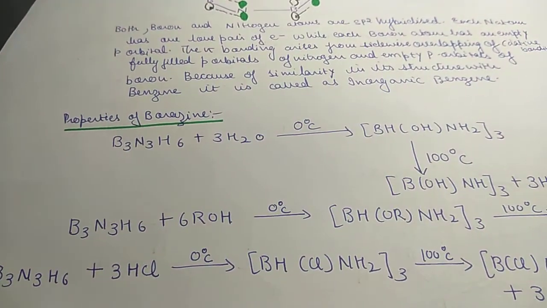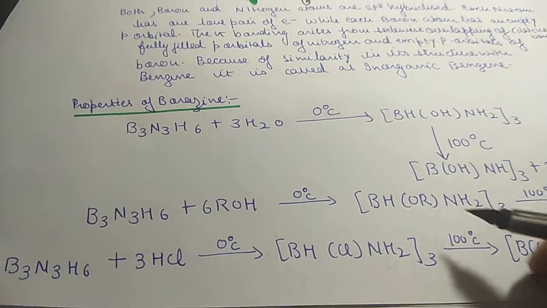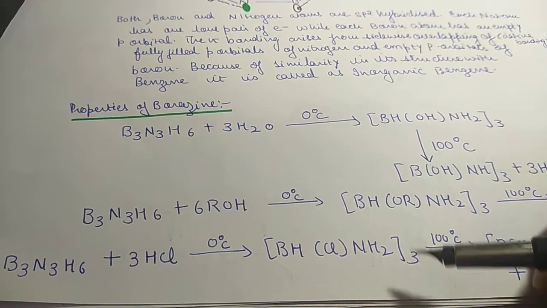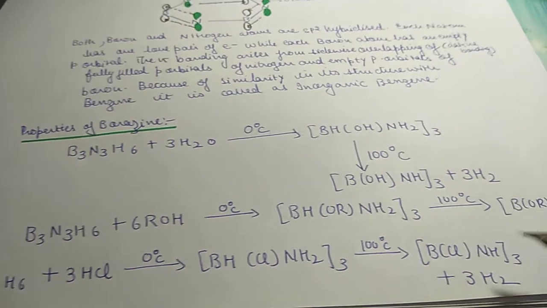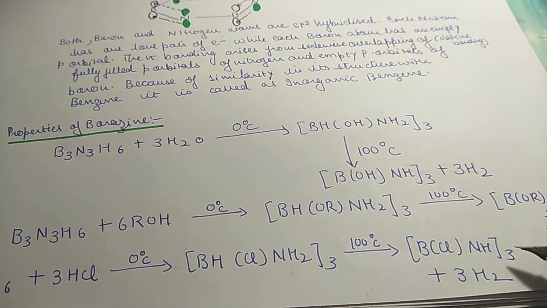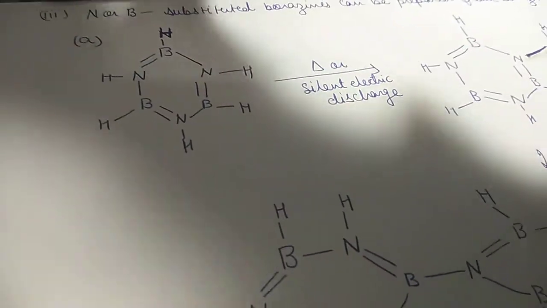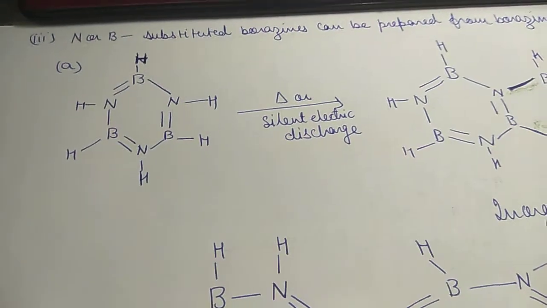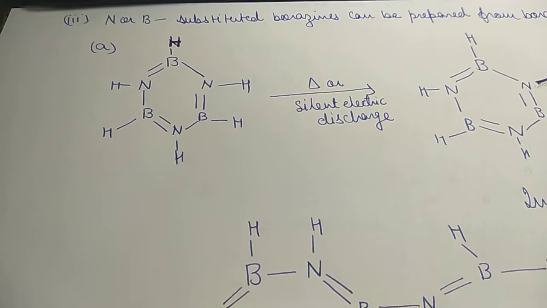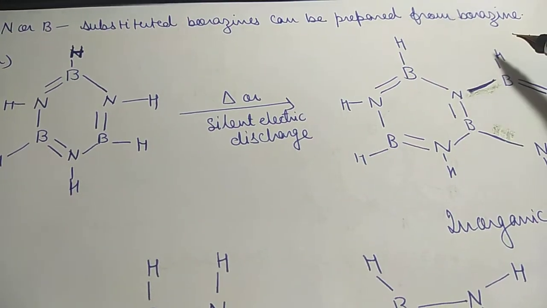When it is treated with HCl, it gives [BH(Cl)NH2]3, and at 100 degrees Celsius again hydrogen will be liberated and the compound [BCl NH]3 will be formed. Then next, simple N and B substituted borazines can be formed from borazine.